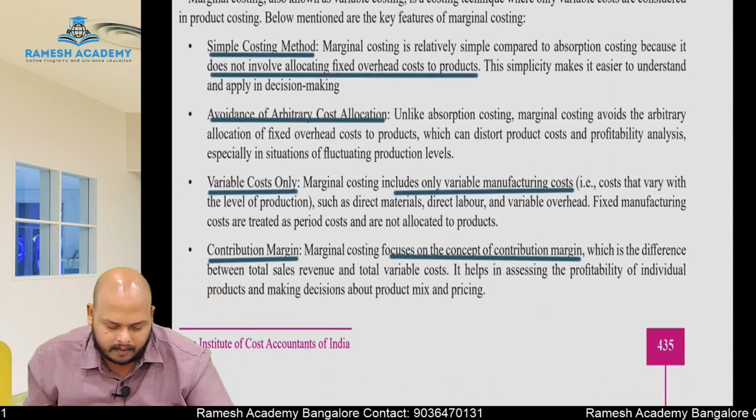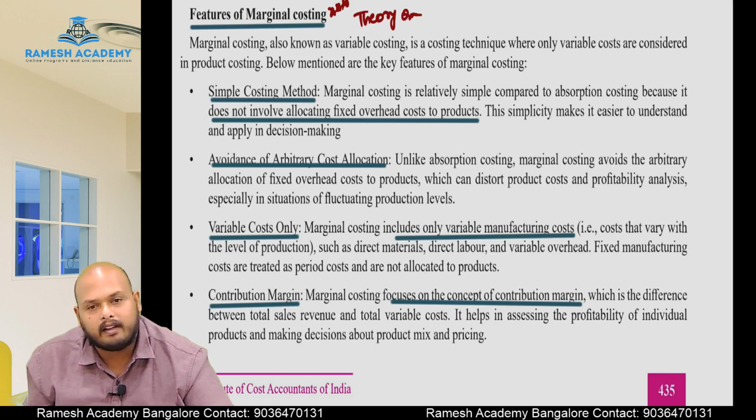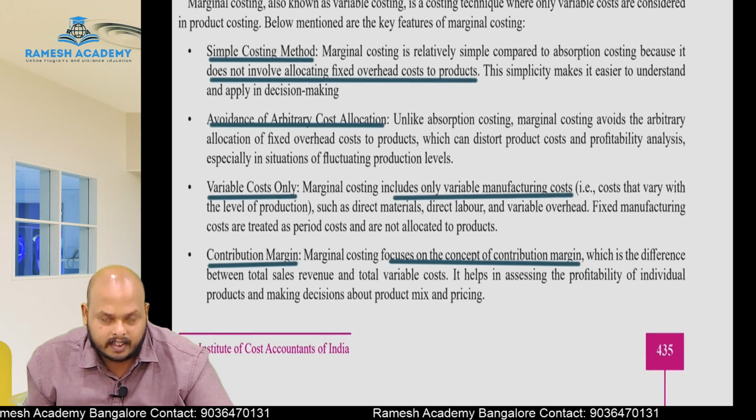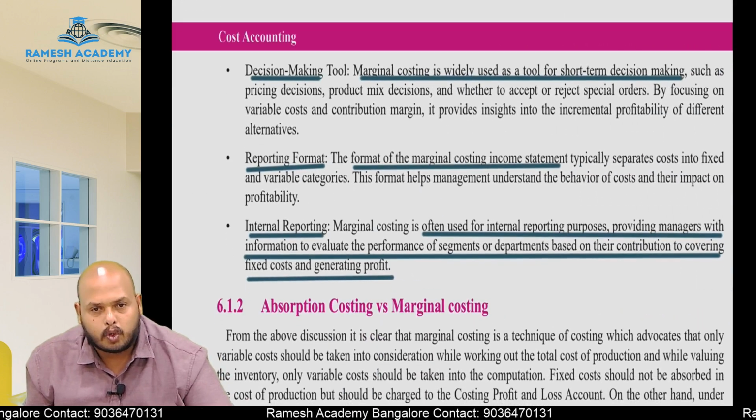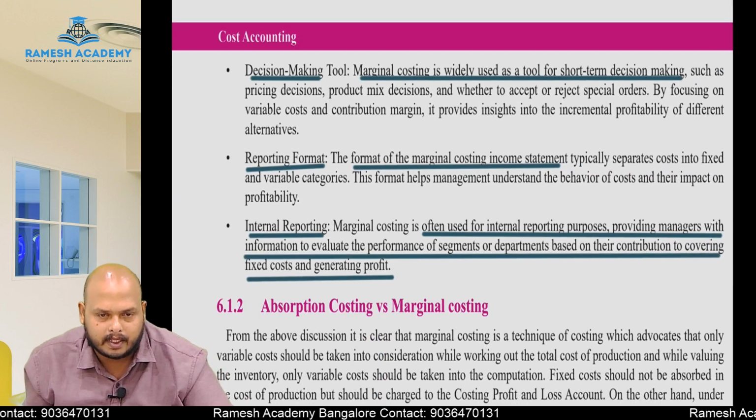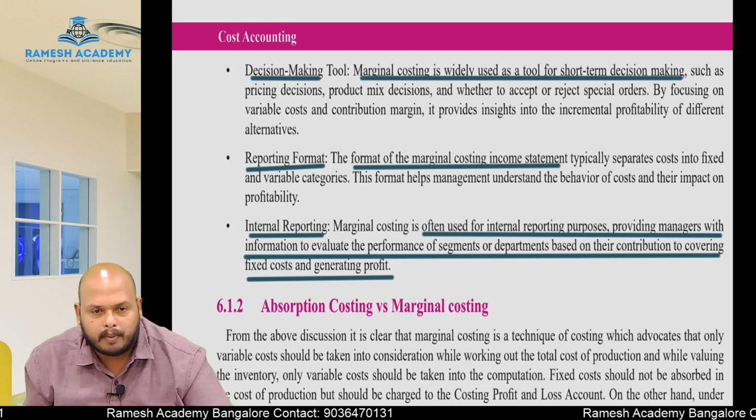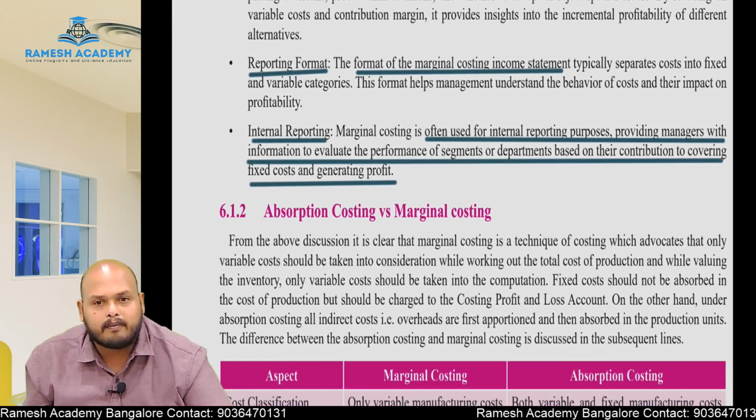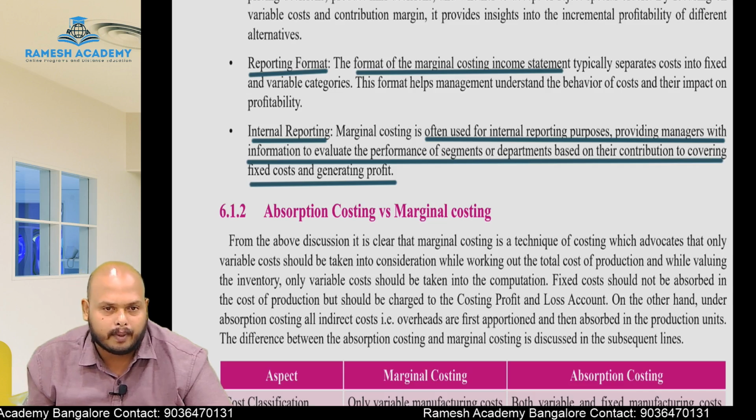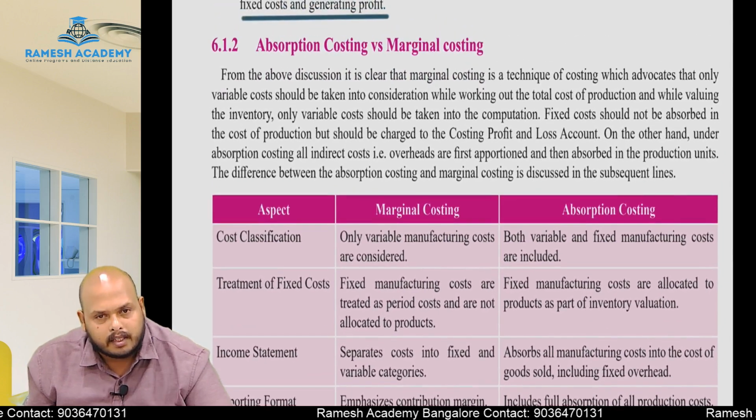So, these are the basic major features of marginal costing. One is simple calculation. One is avoidance of arbitrary cost allocation, that is, there is no fighting over fixed cost here. Third, it considers only variable cost. Mainly it focuses on the concept of contribution margin. It is a short term tool used for decision making purposes. The reporting format is an income statement, where typically fixed cost is separated as one category and variable cost as another. And marginal costing is often used for internal reporting purposes for decision making. So these are the features of marginal costing.